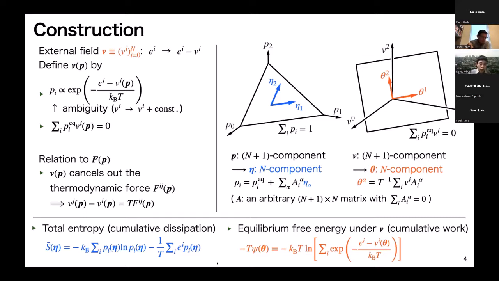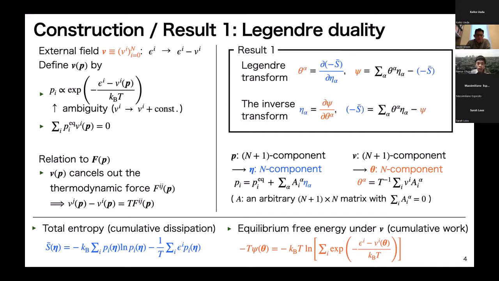And finally, here's the explicit formula of the two functions, the total entropy and the equilibrium free energy under this modification by the external field. So with this construction, we can finally state the result formally with this Legendre transform between these coordinates and these functions.